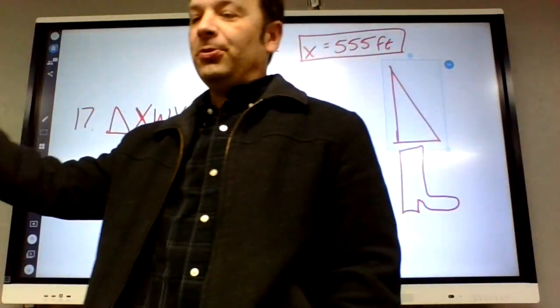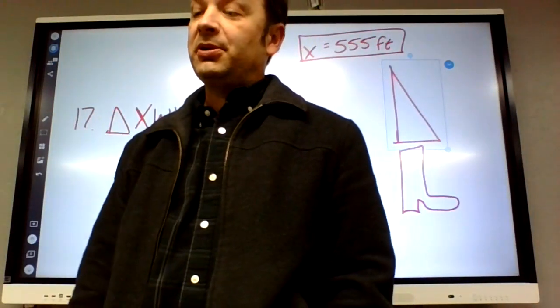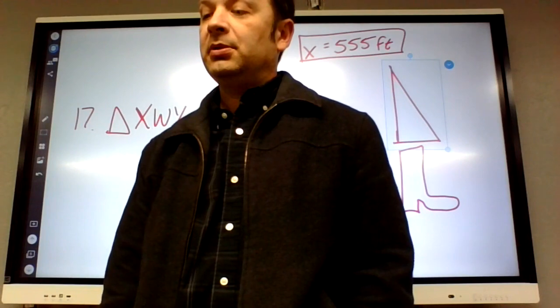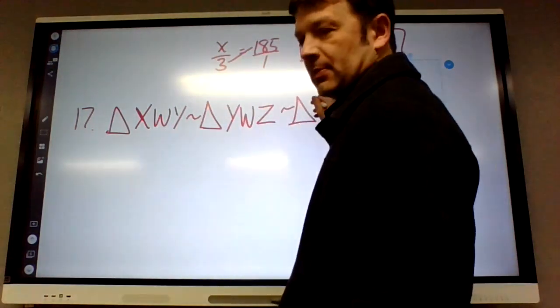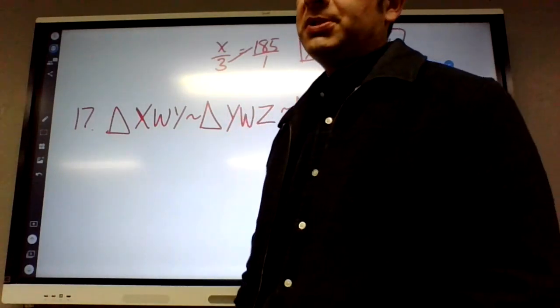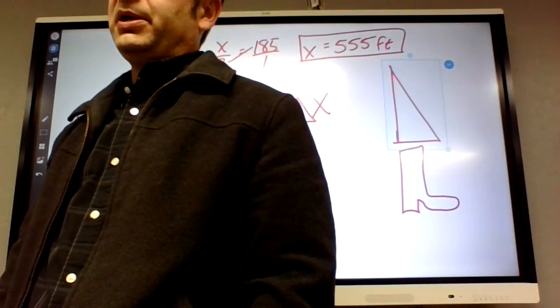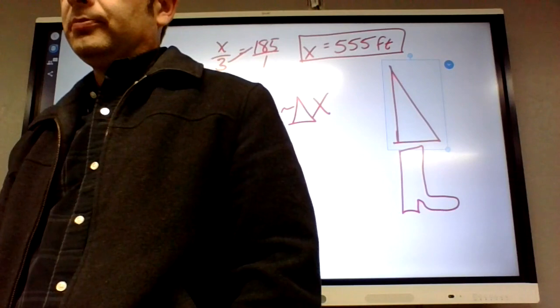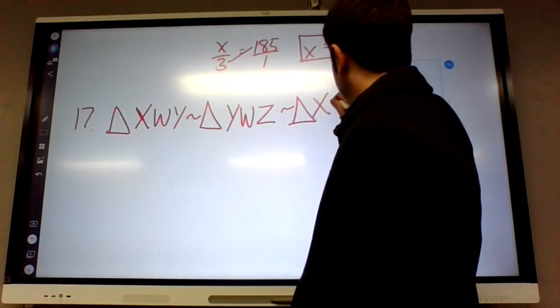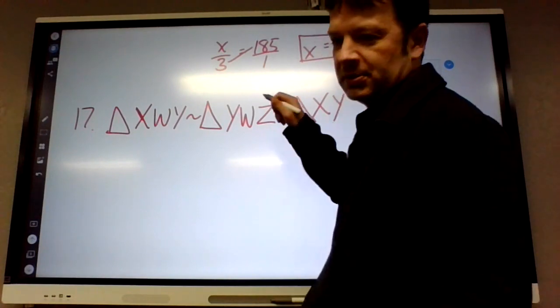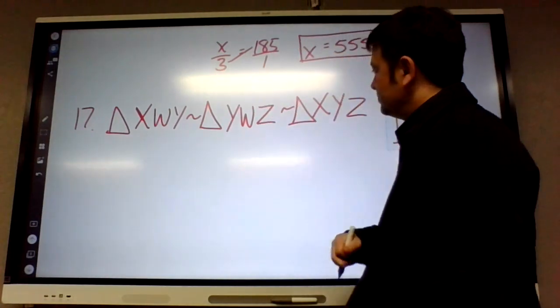Then we're doing the whole triangle. So what's the toe on the entire triangle? X. What's the heel on the entire triangle? W. What's the top of the boot? Y.